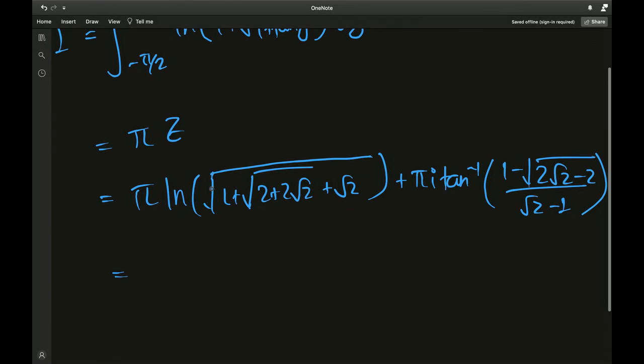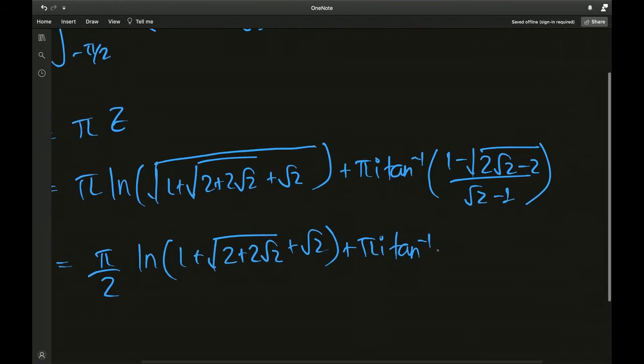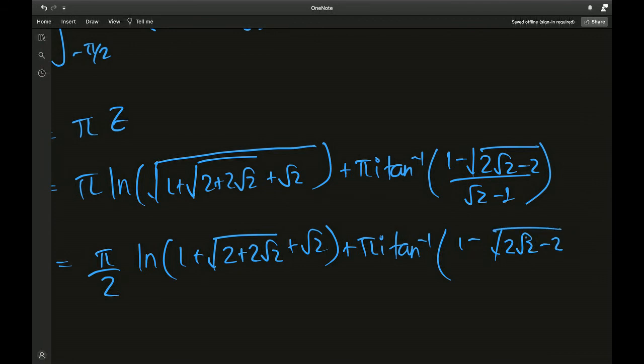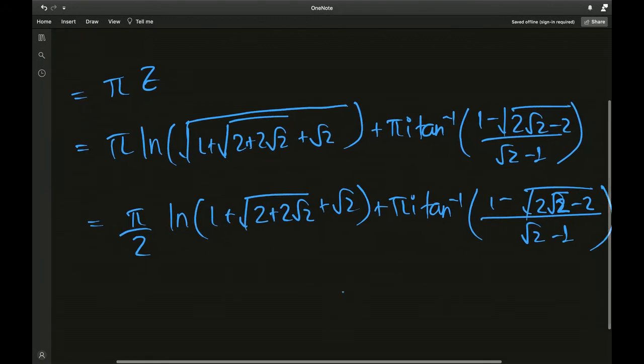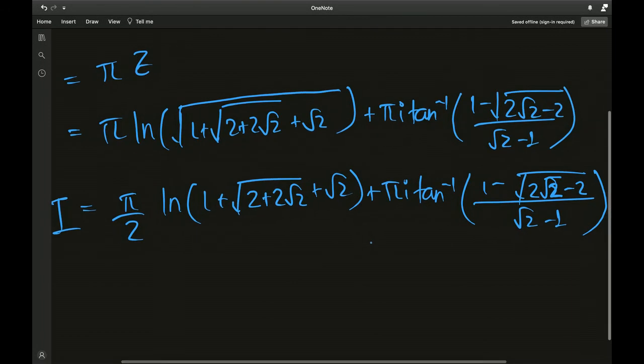Now we can bring the square root down as a half power, multiplying it using log properties. Natural log of 1 plus root 2 plus 2 root 2 plus root 2, plus pi i times the inverse tangent of 1 minus square root of (2 root 2 minus 2) over root 2 minus 1. That's a really scary result, really scary, but we got through it luckily.